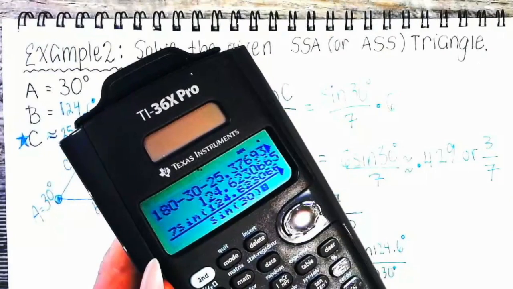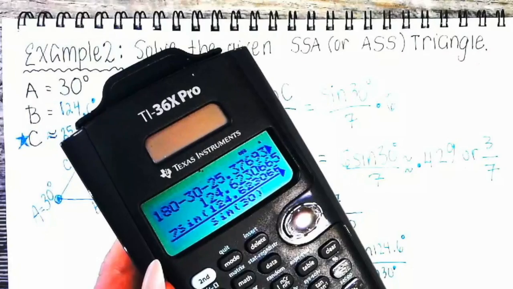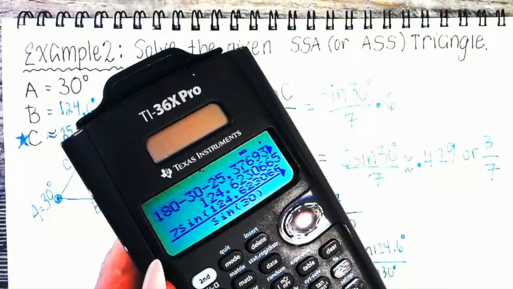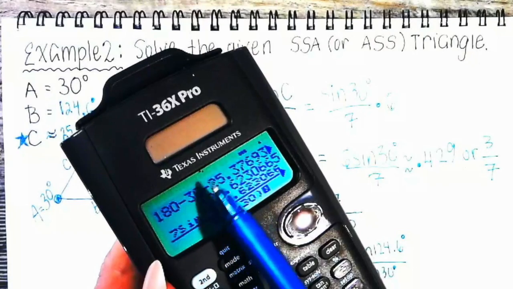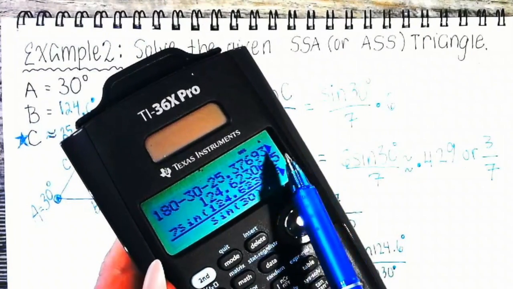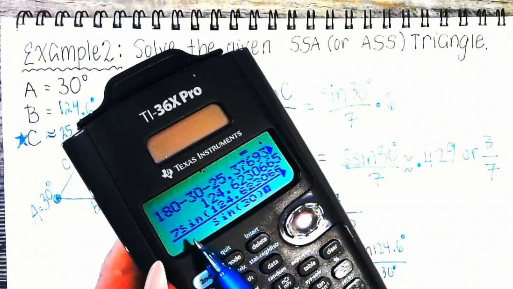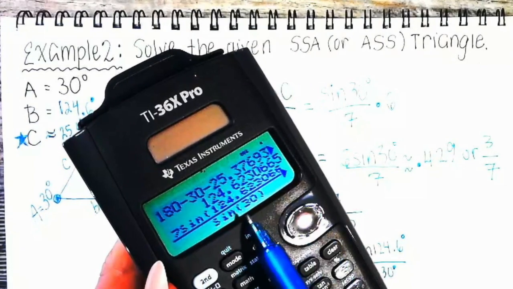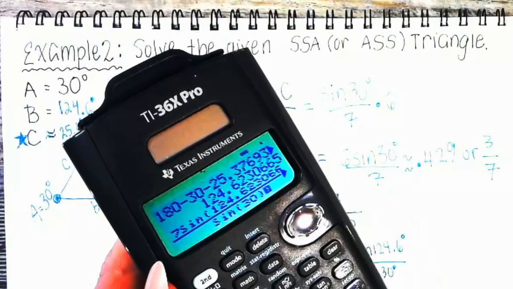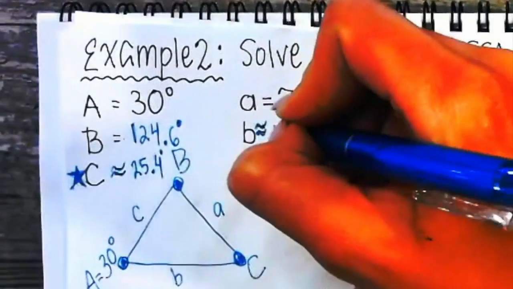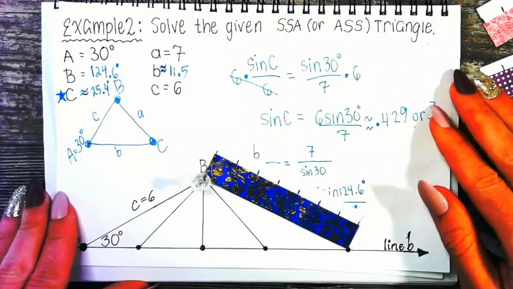Now in the calculator for this question, what I typed in was 7 sine of 124.623066. I actually did 180 minus 30 minus the whole big number because I wanted to be more precise. I got the angle rounded out further. I did 7 sine of that angle over sine 30. Hit enter. We get about 11.5.